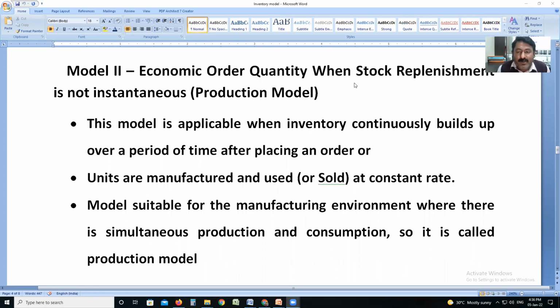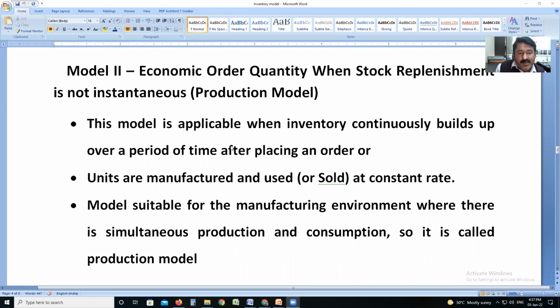So economic order quantity when stock replenishment is not instantaneous. That is, this is the production model. The last model is not a production model, so you will come to know why I am calling this the production model. This model is applicable when inventory continuously builds up over a period of time after placing an order.